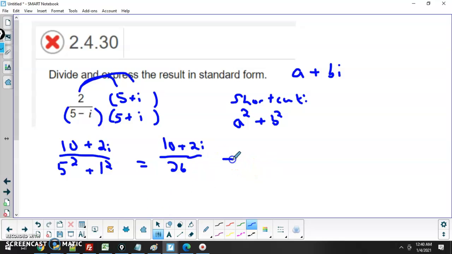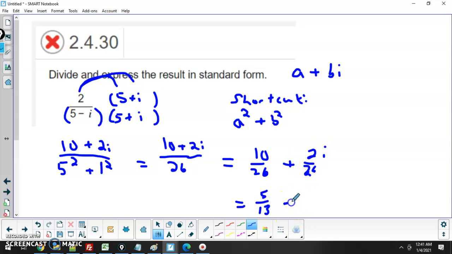Now you have to reduce this, so split up the fractions. 10 over 26, those are both even numbers, so that gives you a clue you can reduce that. And here you have 2 over 26. Since you want to write it as a plus bi, you want to pull out the i in front of the fraction. 10 over 26 reduces to 5/13.